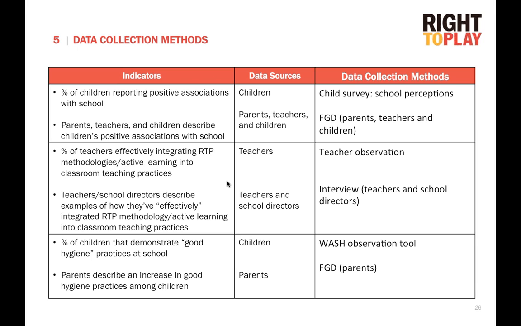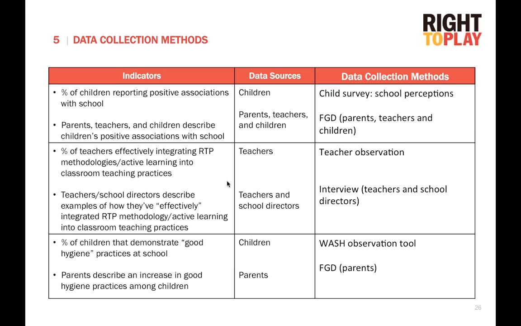So getting back to our PMF, on the right-hand column, we have our data collection methods. For our indicator, for the very first one, the percent of children reporting positive associations with school, we know that our data source is the children, and our collection method, in this case, will be the child survey, and particularly the school perception component of the survey.